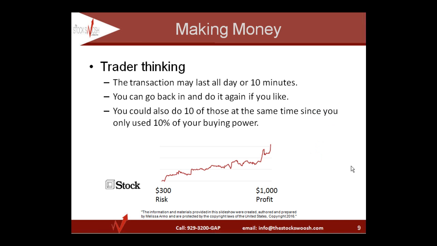The transaction may take all day or maybe 10 minutes, but that's a phenomenal return, whatever way you look at it. You can go back and do this trade again and again as a trader. And also, if you're only using 10% or 20% of your capital, you could do 10 of these trades at the same time, theoretically, meaning that the rate of return, if you look at it as such, on an annualized basis, can be typically off the chart for what you can make as an intraday trader.